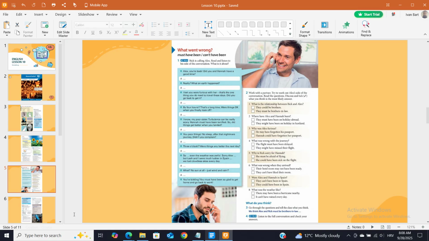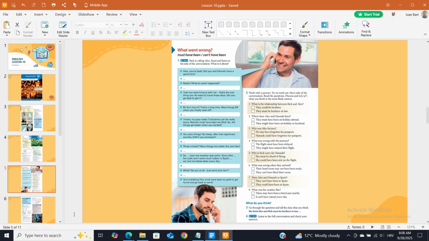5. Why is Rick sorry for Hannah? She must be afraid of flying. She could have been sick on the flight. 6. What was wrong when they arrived? Their hotel room may not have been ready. They can't have liked their room. 7. Were Alex and Hannah in Spain? They can't have been in Spain. They could have been in Spain. 8. What was the weather like? There may have been a hurricane nearby. It can't have rained every day.